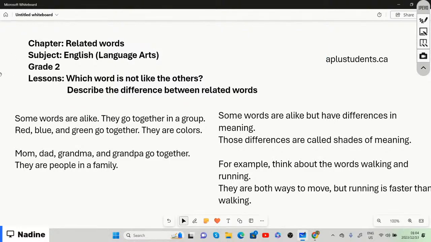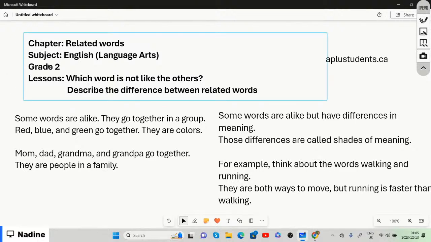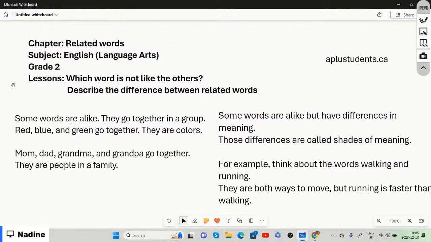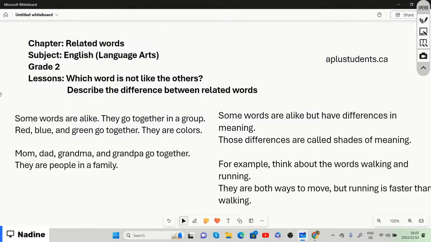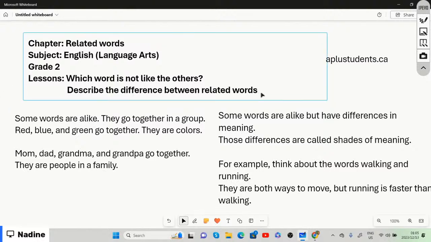Our subject is English language arts, grade 2. And the lessons that we are going to be focusing on under the chapter of related words are: which word is not like the others, and to describe the difference between related words.